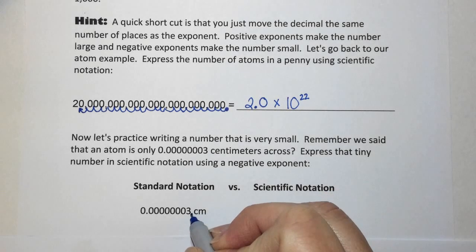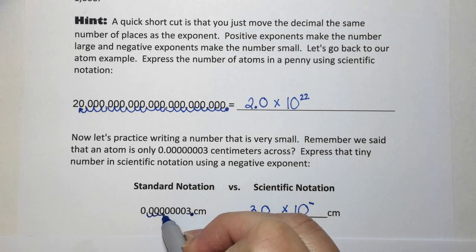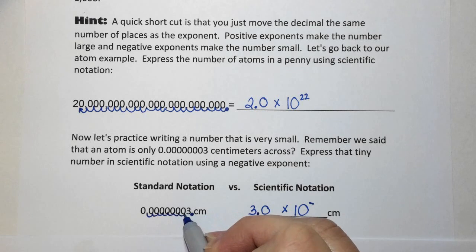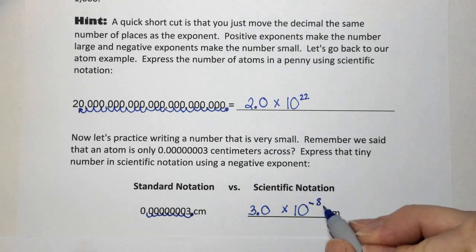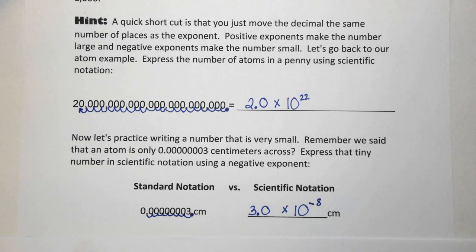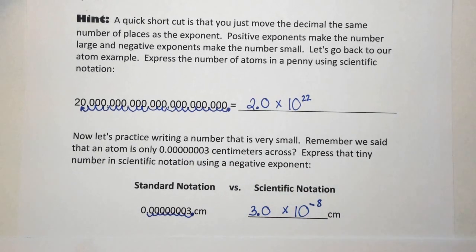So to get my decimal all the way over here, to give me just 3, I have to move it 1, 2, 3, 4, 5, 6, 7. It looks like 8 times. And that's what the exponent always shows, how many times we moved the decimal. So 3.0 times 10 to the negative 8 is the same thing as this long number here.